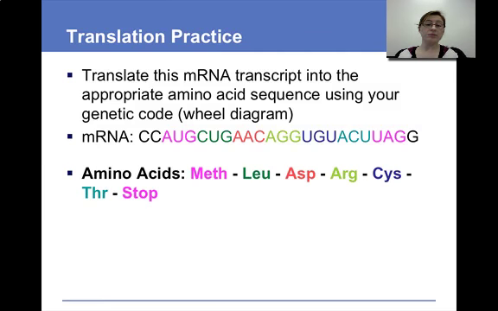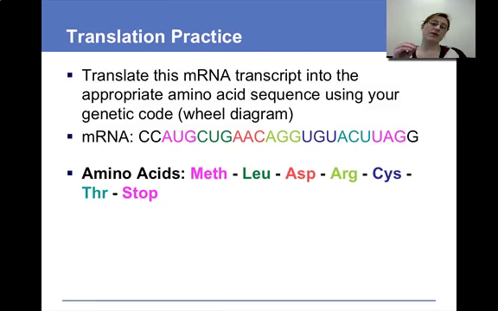When we bring up our amino acid sequence, I just abbreviated them here. You can do that as well if you would like. When we look at the abbreviation, we have methionine, leucine, asparagine, arginine, cysteine, threonine, and then our stop codon. You always want to show that it ends with a stop codon. And that's how you transcribe and translate.